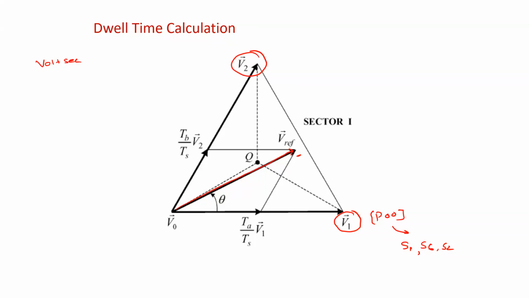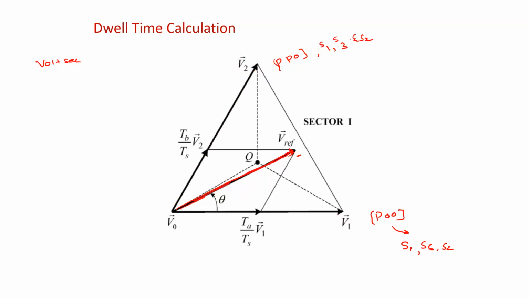Similarly, this is corresponding to V2, so that is PP0. PP0 means 1, 3, so that means S1, S3, and S2 are on. If S1, S2, and S3 are on, you will get a voltage equal to this much of magnitude with the appropriate angle. Okay. But you require this voltage.